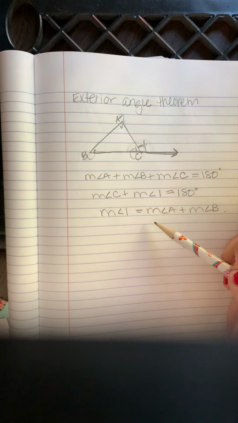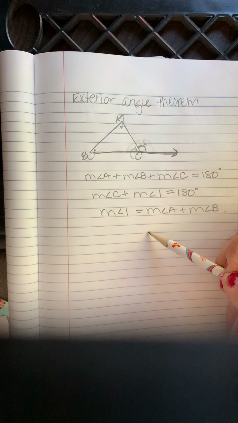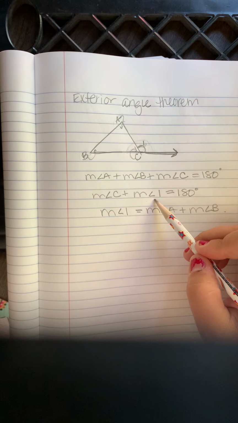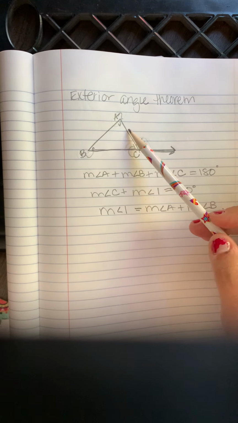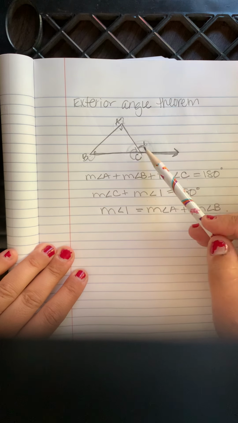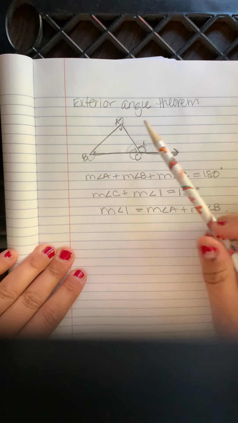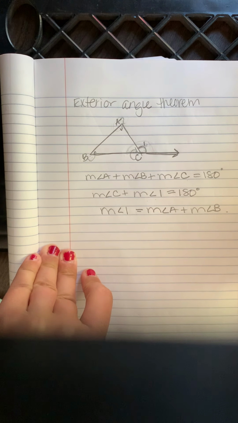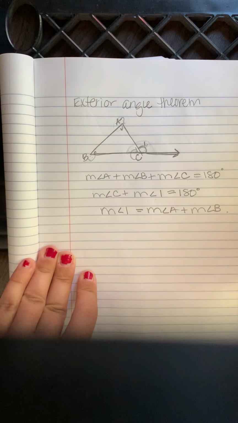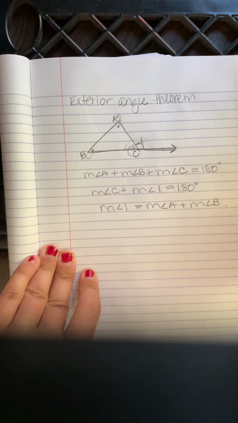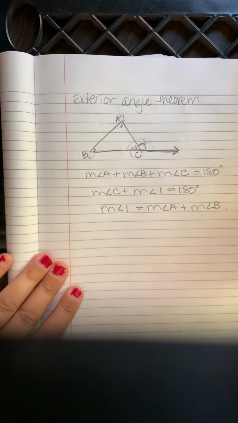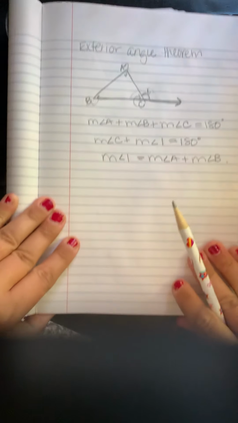Therefore, I can substitute the measure of angle 1 to be equal to A and B, because 1 plus C equals 180, or A and B and C equals 180. So that's how we come up with the exterior triangle sum theorem. So we're going to take a look at this.